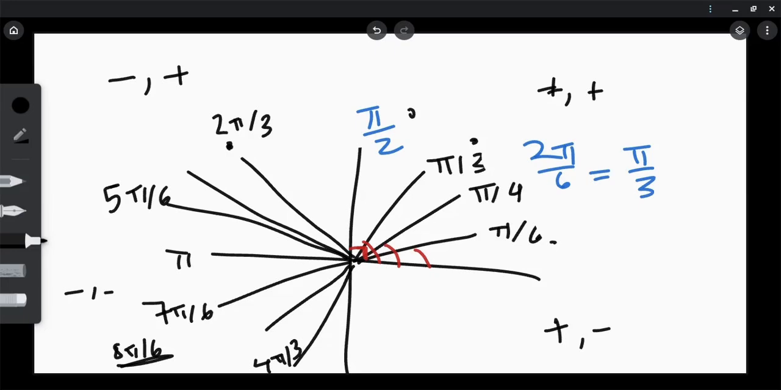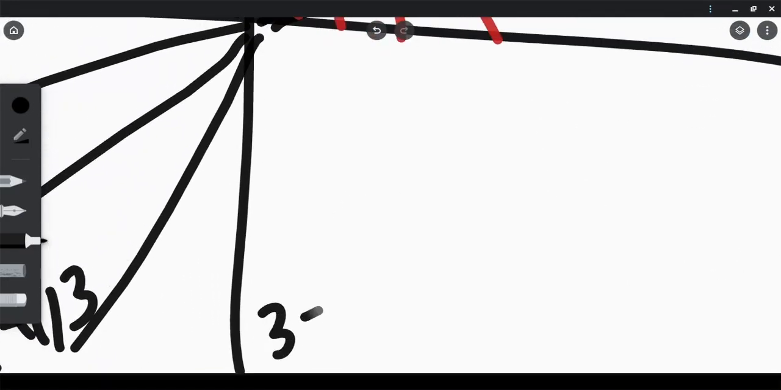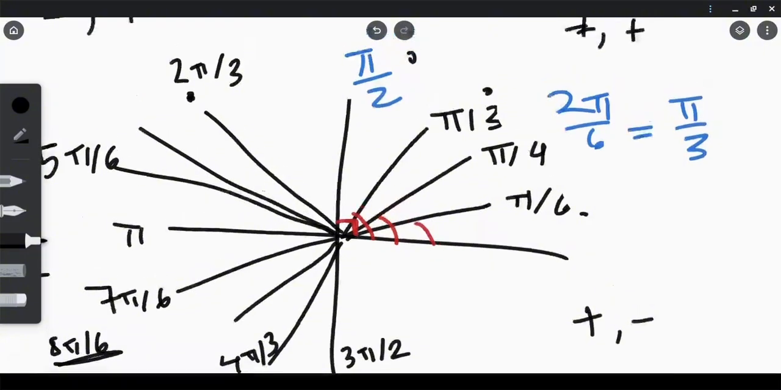So you have now 8 pi over 6, and that plus another pi over 6 is just 9 pi over 6, and that's just 3 pi over 2. Now what you want to do is just do this 2 more times, and you'll be actually really done with all the 3's and 6's fractions of pi's, and then you can get to the 4's.